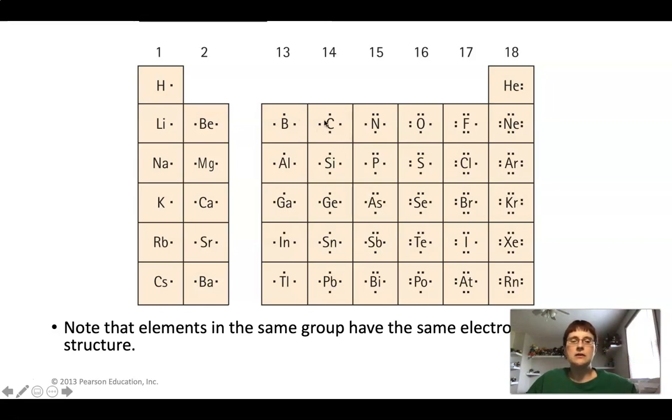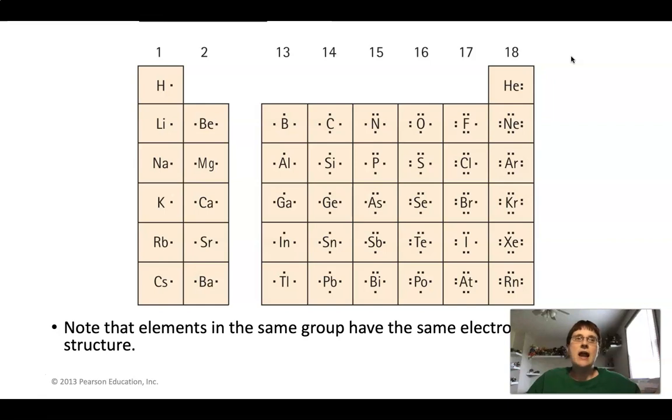4A for 4 outermost electrons, 5A, 6A, 7A, 8A. Obviously helium's the exception because it only has 2 electrons, so it can only fill that first shell. But those A numbers match the number of valence electrons in that outermost shell. And again, these valence electrons are what give these elements their properties and why they all act very similarly.